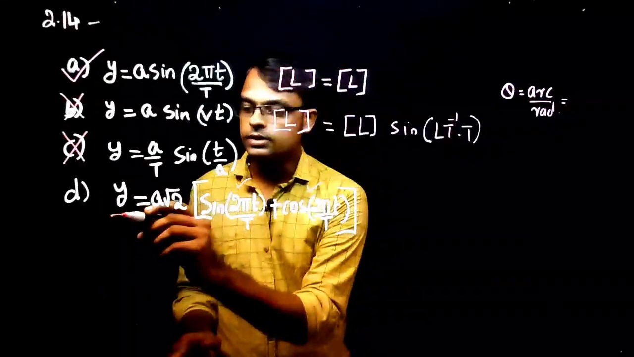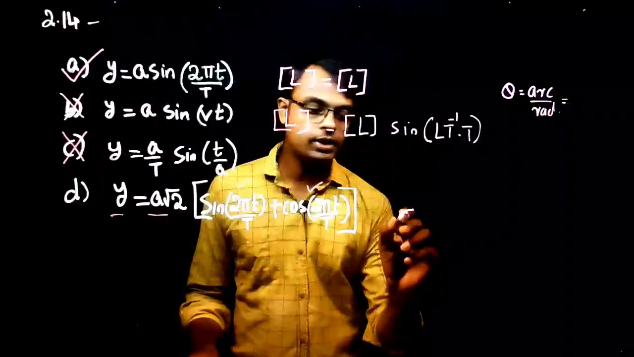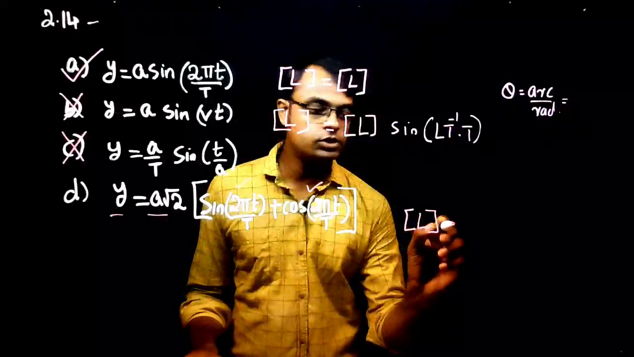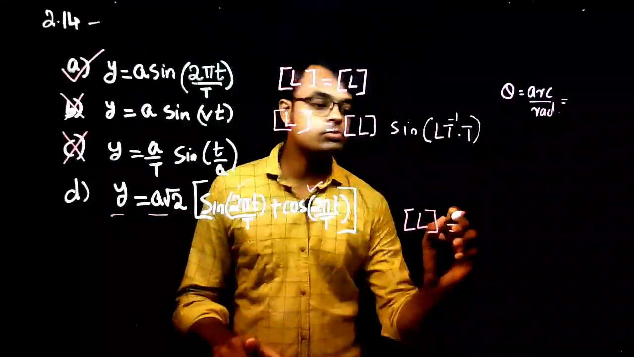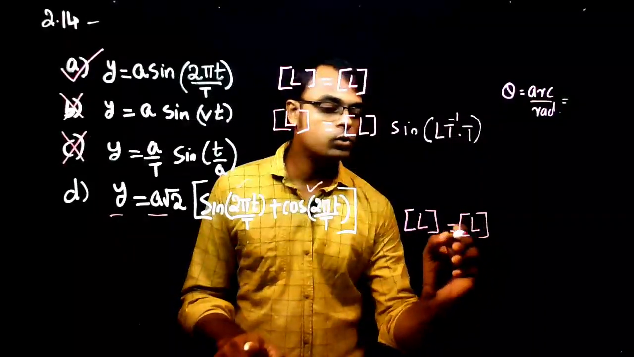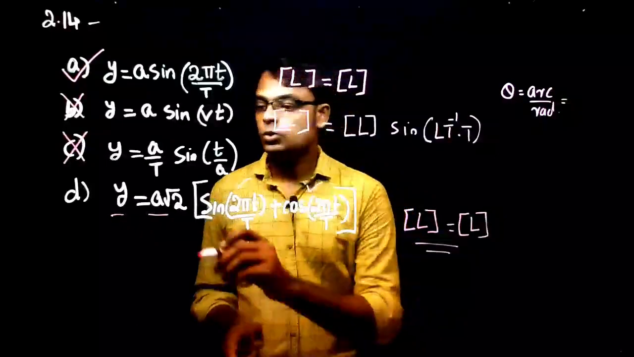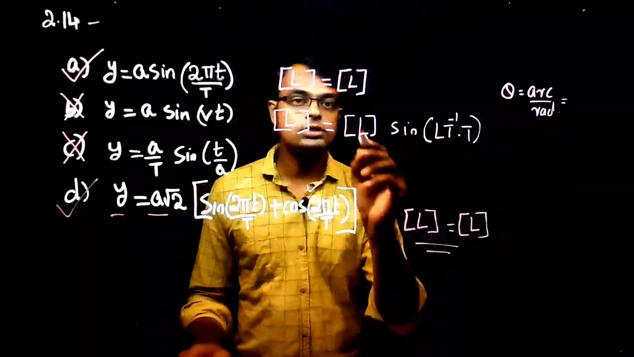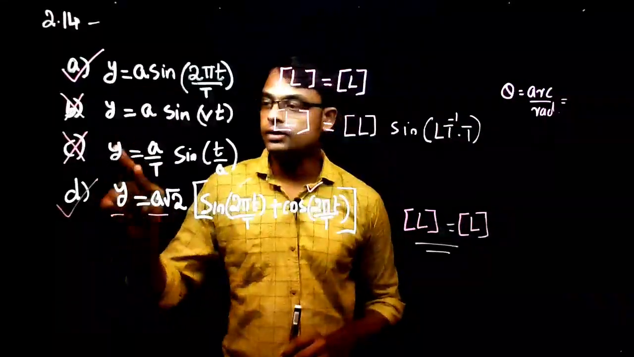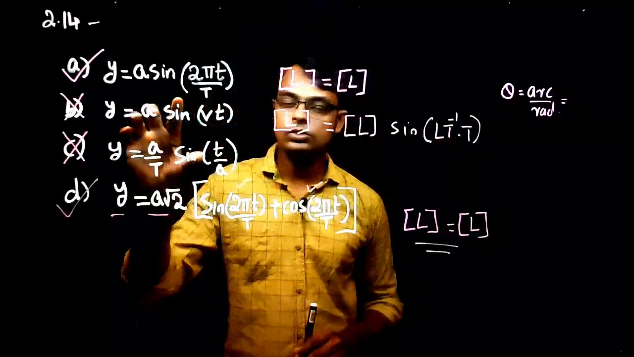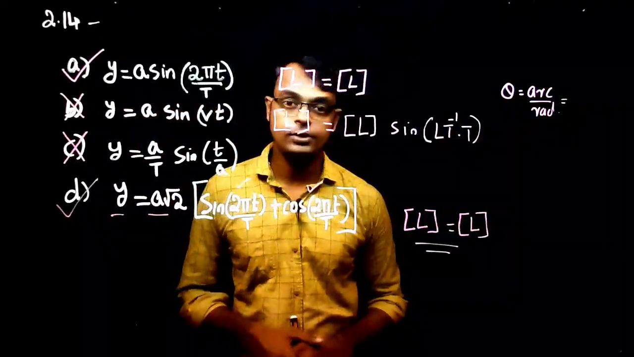Now look at these two cases, y and A root 2. What is y? Displacement. Displacement LHS, we can write the dimension is L, which is equal to. Now what is RHS here? RHS is A. A is also displacement. So that is also equal to L. And don't bother about the root 2, that is a dimensionless constant. So this equation is also dimensionally correct. So which equations are dimensionally correct here? A and D. Remaining two are wrong because we cannot prove the principle of homogeneity. I hope it is clear.